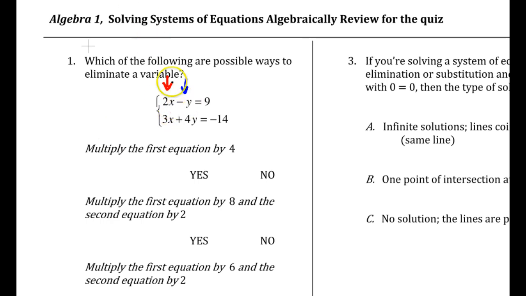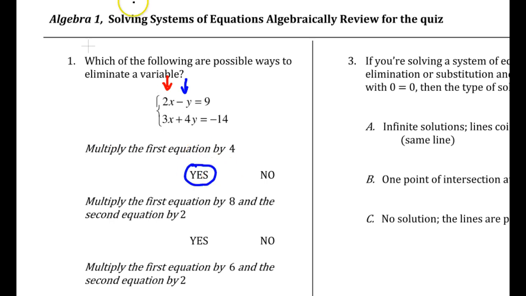The one that you probably see first is to cancel out y's. So if I multiply this top one by 4, we'll have a positive 4y here, and then when I distribute, I'll have a negative 4y. So my first option is to multiply the top equation by 4. Okay, so that would be right here.